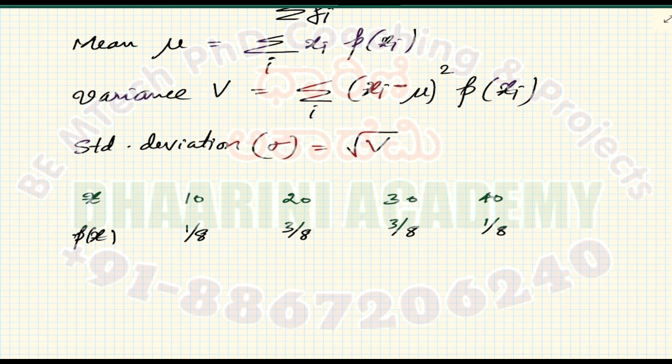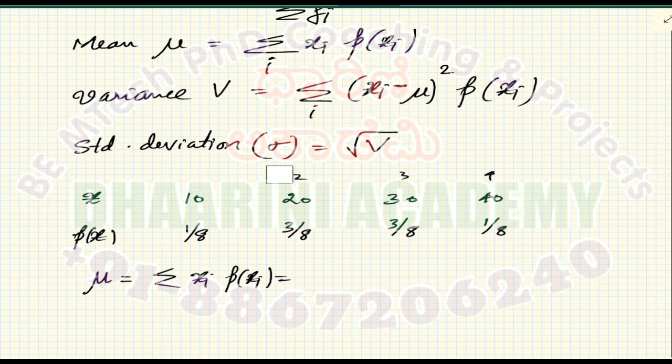All right. Now, considering this, let's try to solve this. How do you calculate the mean? Mu is equal to the sum of xi into p of xi. So how do you calculate that? What is xi? Xi is this value. You see that i is equal to 1, i is equal to 2, i is equal to 3, i is equal to 4. Using them, directly I should be able to write this.